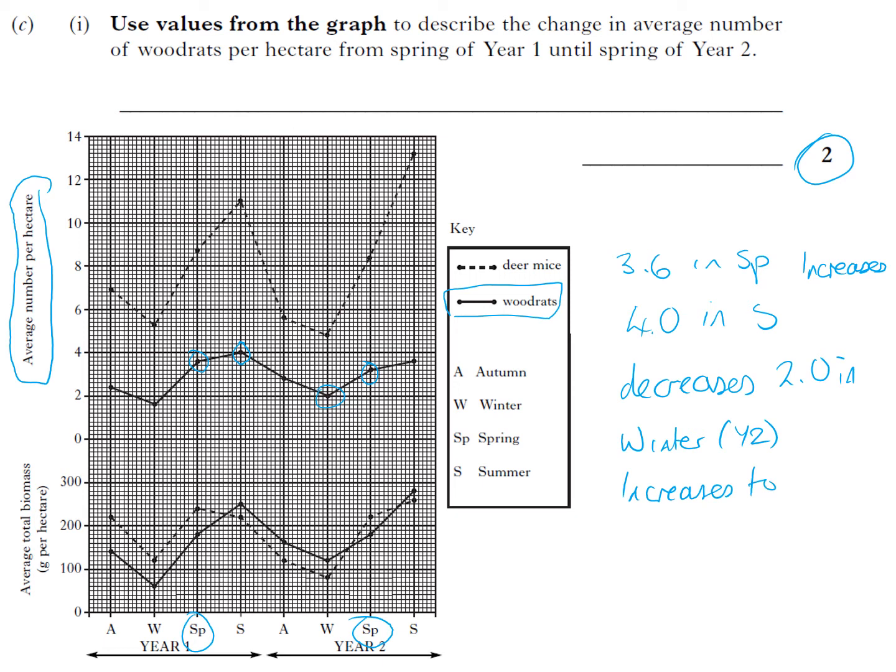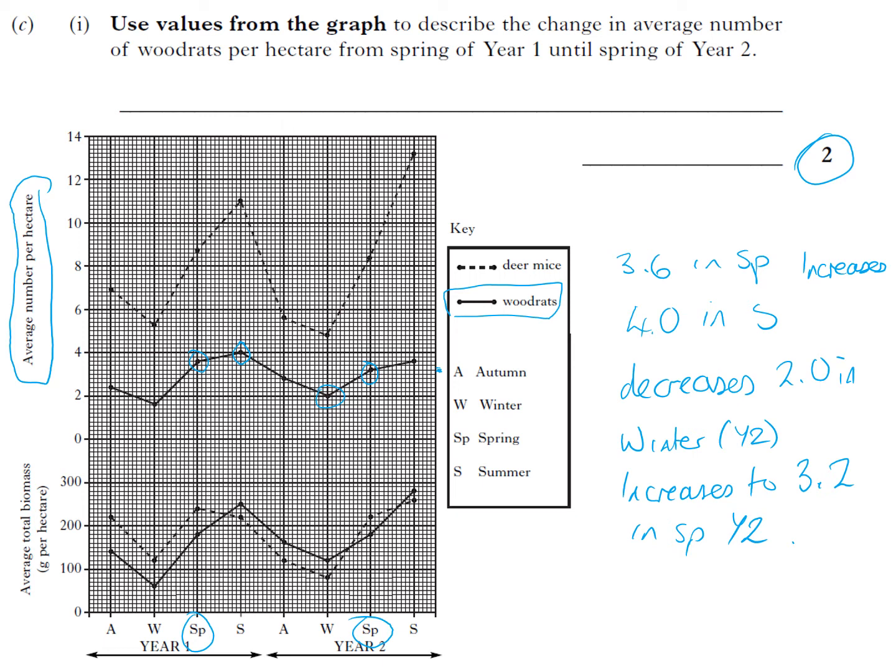to, that's a little bit tricky to read off in this direction, so I'm actually going to go this way so I can read it, and that's going to be 1, 2, 3, 4 down, so yeah, 3.2 in spring of year 2. So you would need to put that all together in a nice description.